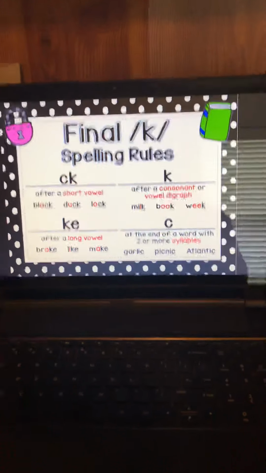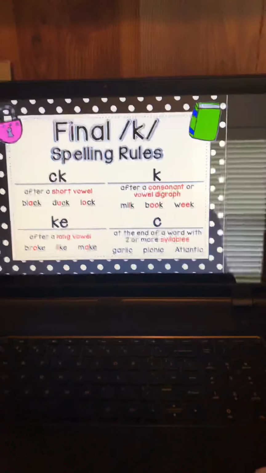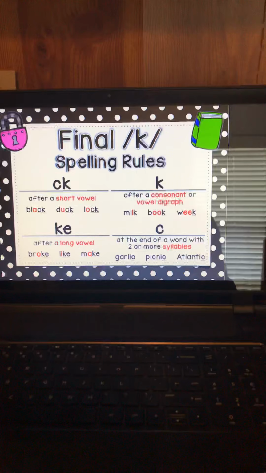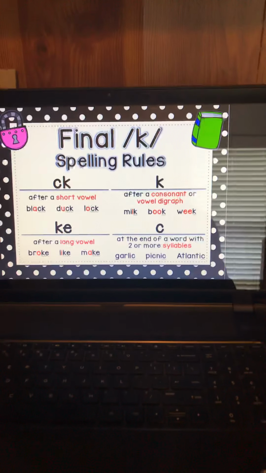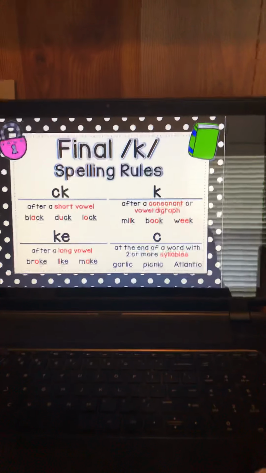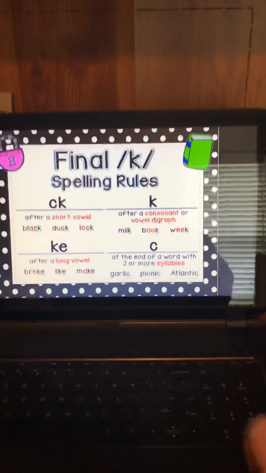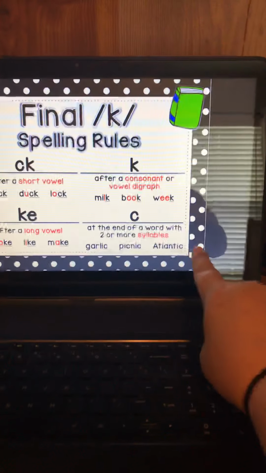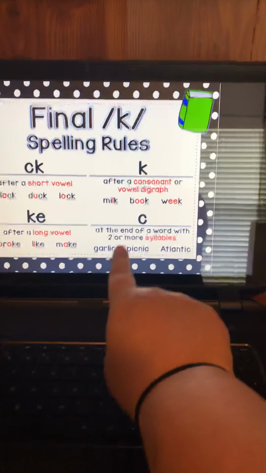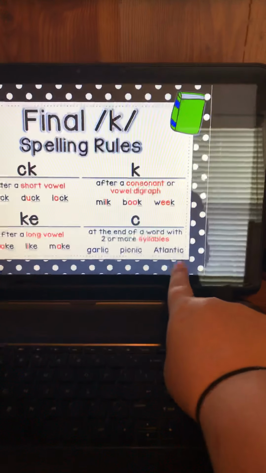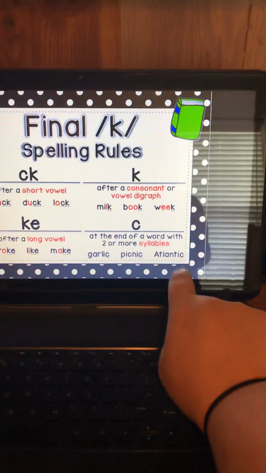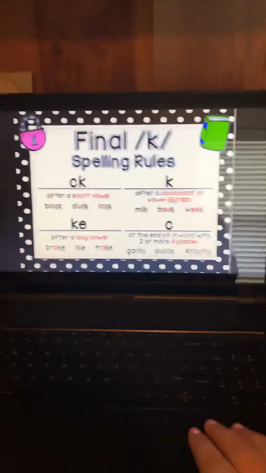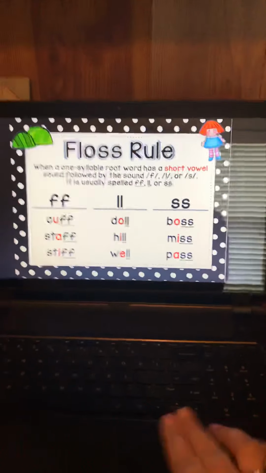Our C. So we're going to add a C at the end of a word with two or more syllables, like garlic, picnic, and Atlantic. So they have at least two, if not more. Which word has more than two syllables in these? Garlic, picnic, or Atlantic? Yeah, Atlantic has three. Good. Let's keep going.